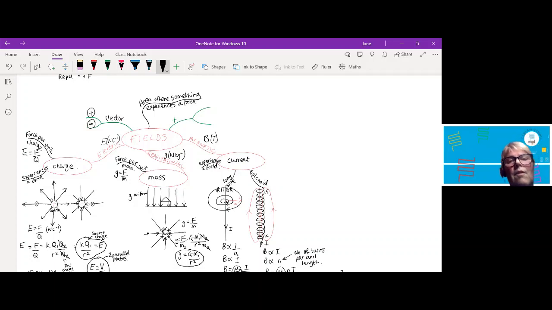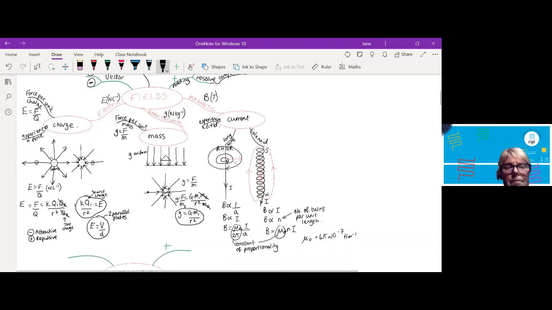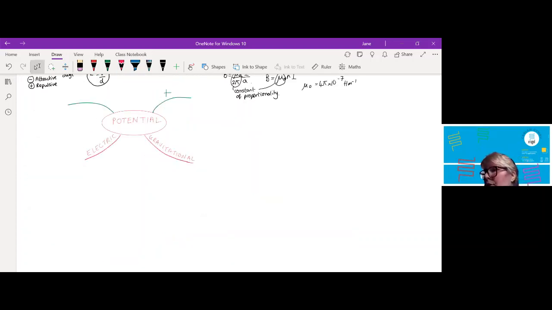So that would be a mass in a gravitational field, a charge in an electric field, a current in a magnetic field. And if you're having to add, again, you're having to consider your direction and your size. So you're going to have to resolve it into two components that are at right angles to one another and then add them. You can't add them unless they're in the same direction. Okay, let's go on to potential.